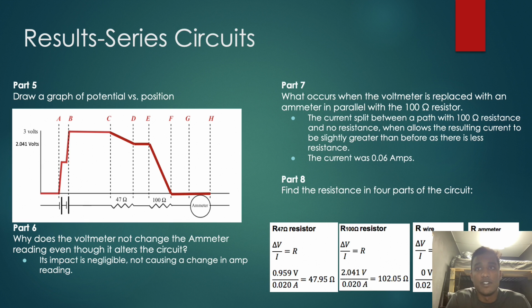Finally, we can find the resistance in the 4 parts of the circuit, using the relationship we defined earlier. As you can see below, in the 47 ohm resistor, we get 47.95 ohms. In the 100 ohm resistor, we get 102.05 ohms. In the wire resistor, we get 0 ohms. And in the ammeter resistor, we get 0 ohms.